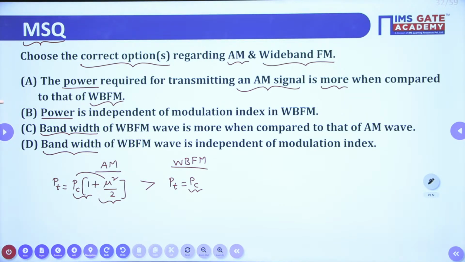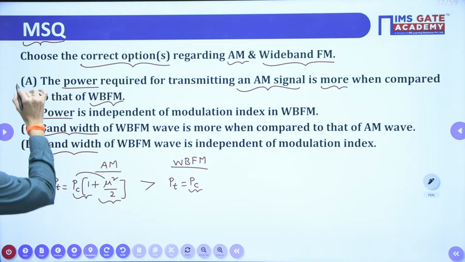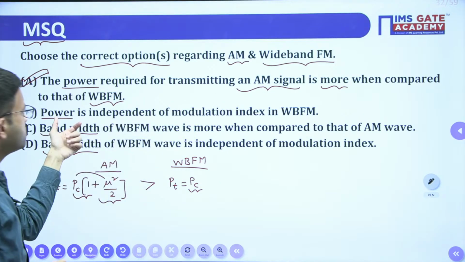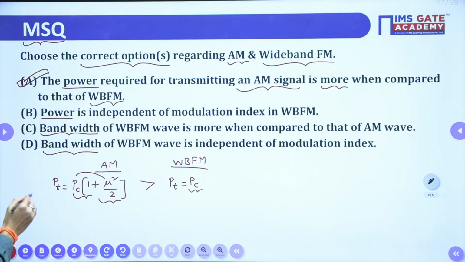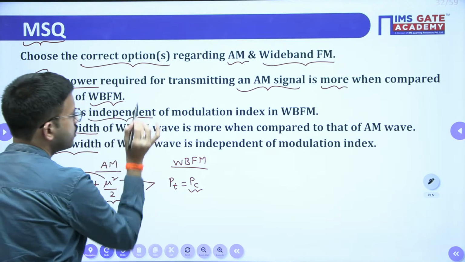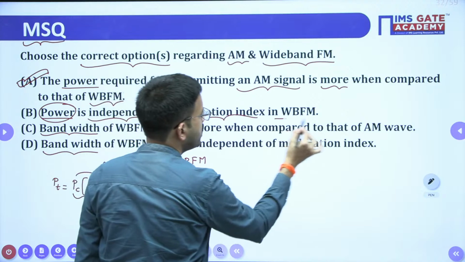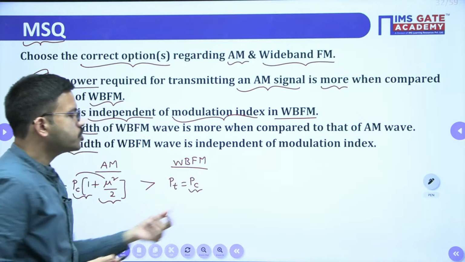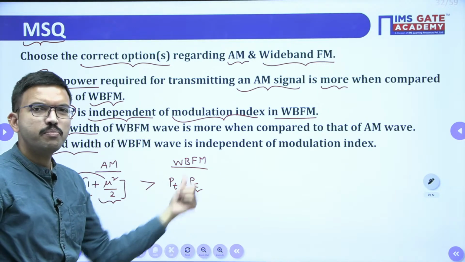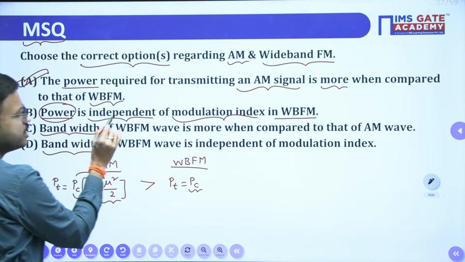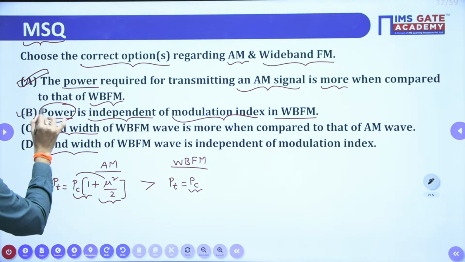Tushar, whether option A is correct or not? Yes, very good. Option A is correct: the power required for transmitting an AM signal is more when compared to that of wideband FM. Now observe option B: power is independent of modulation index in wideband FM. Total power is simply the carrier power, and the beta term is not present in this equation. So yes, the power is independent of the modulation index in wideband FM. That is also correct.